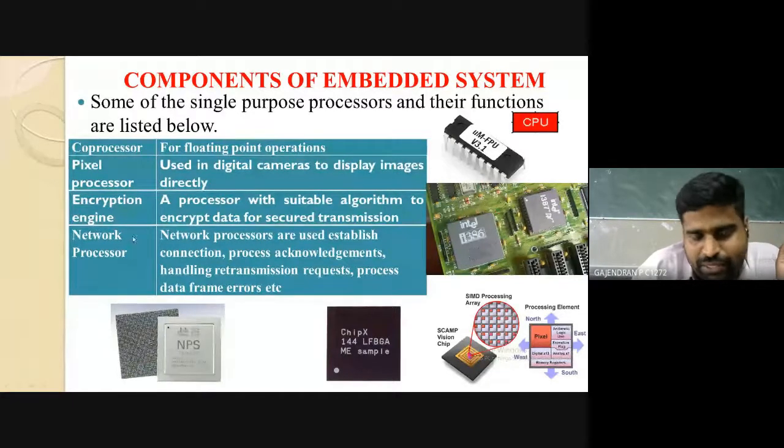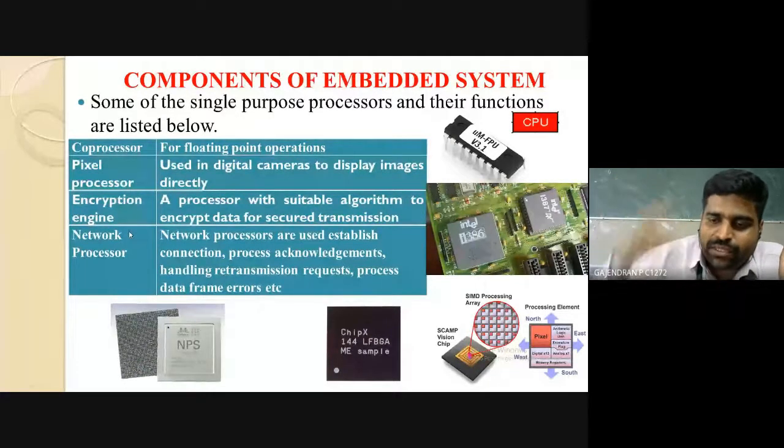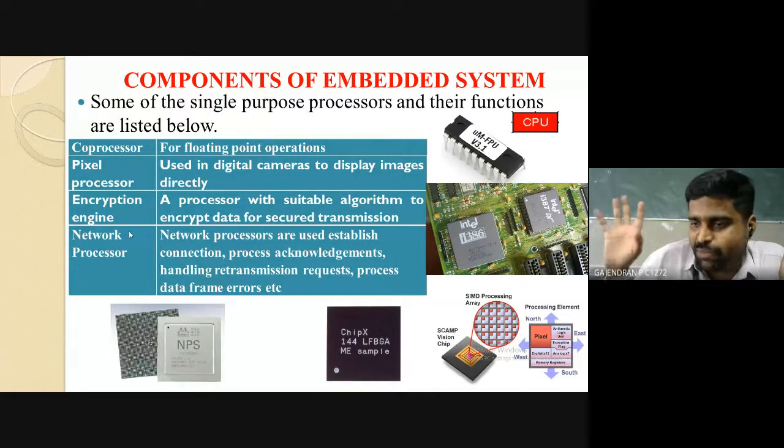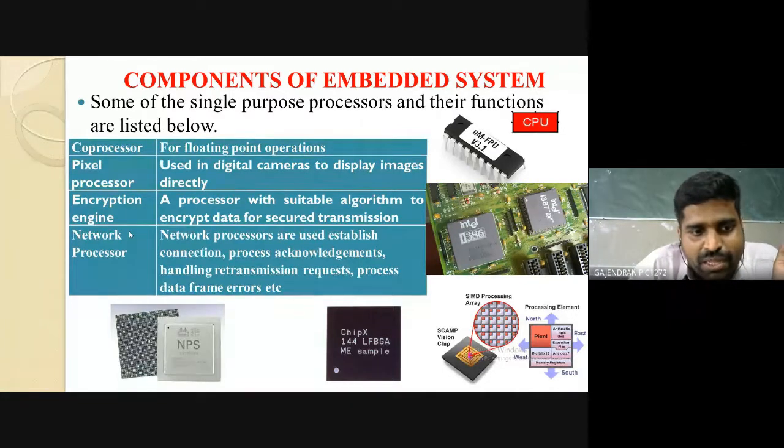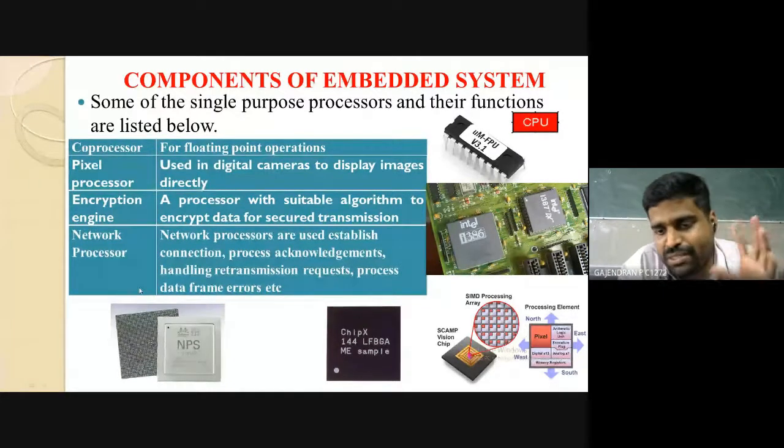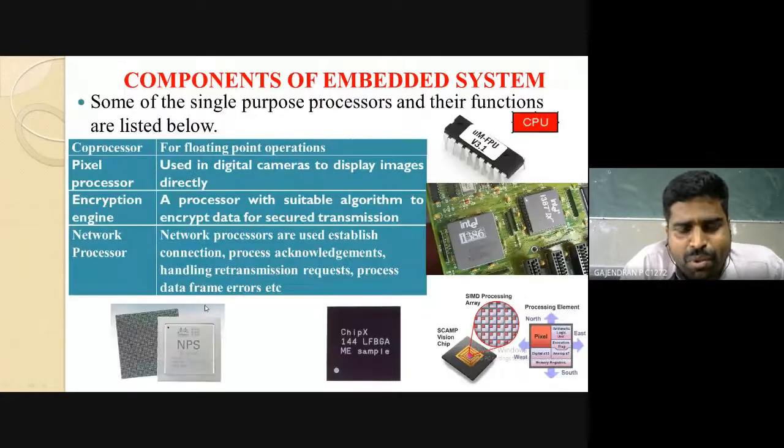Then network processing. Our mobile phone can do some network processing. When you type an IP, when you type a web page, how it works. A normal processor won't give those supports. For that, we are using some network processor inside. So this is the idea behind some co-processors.